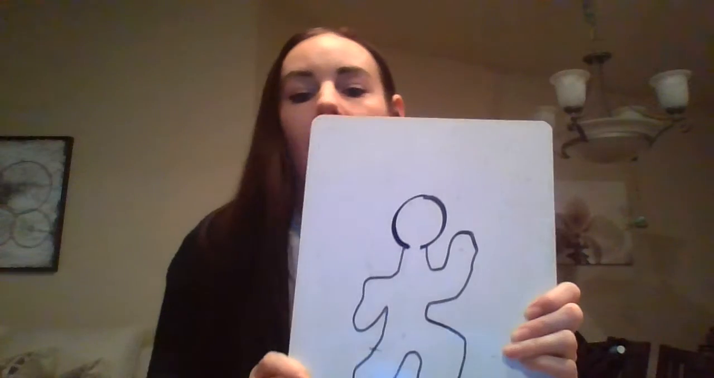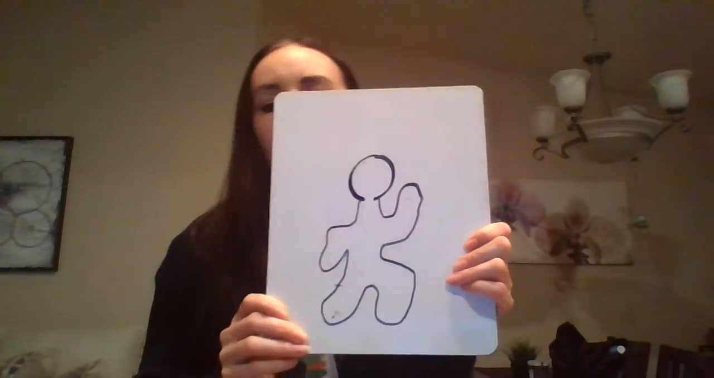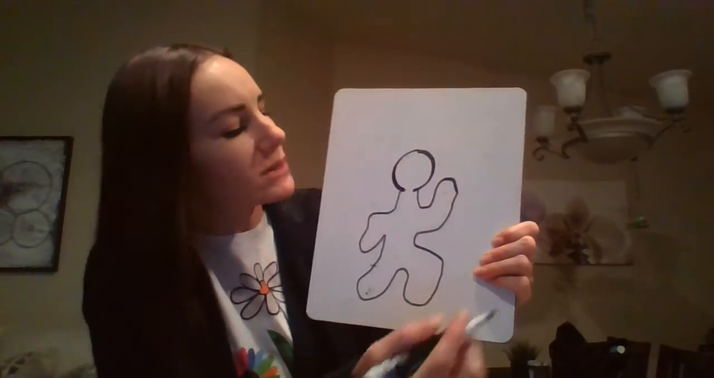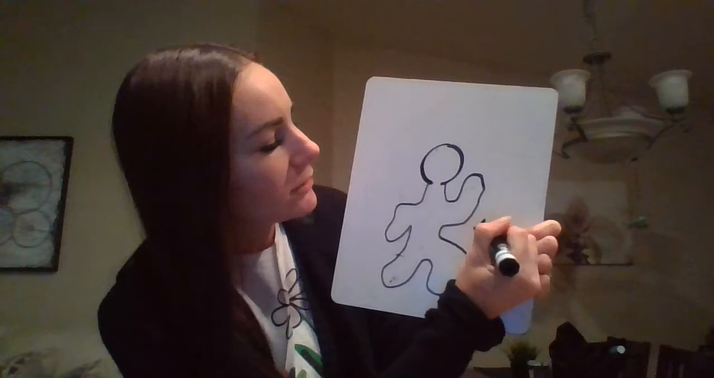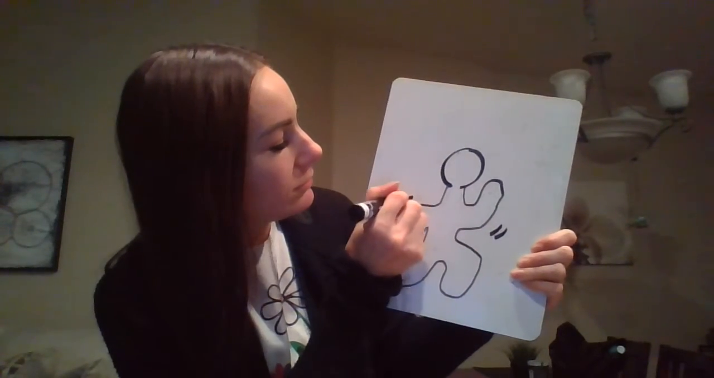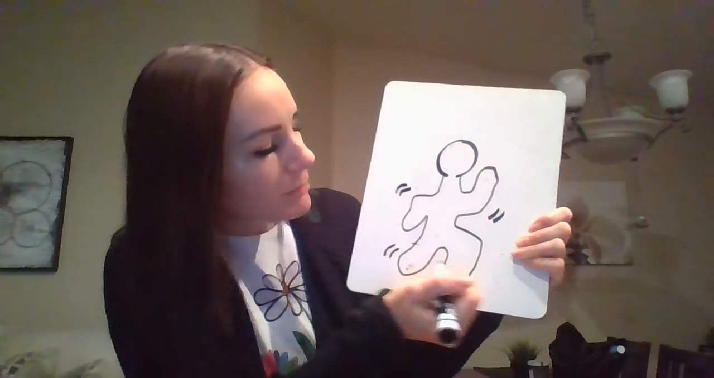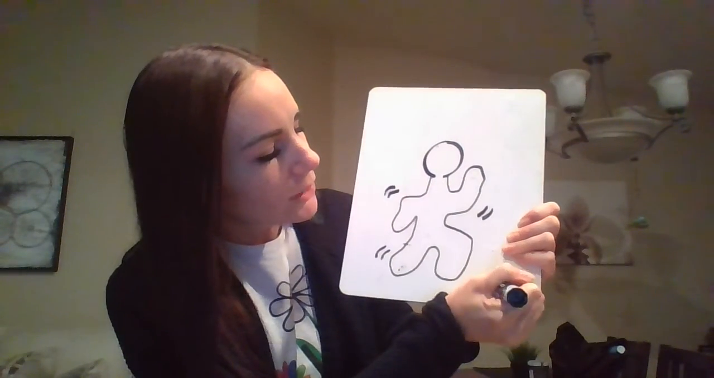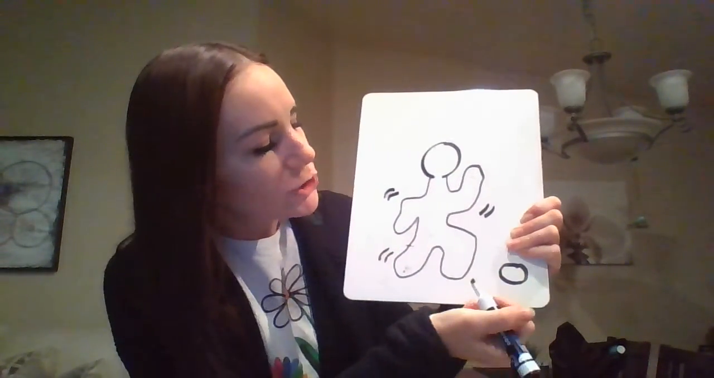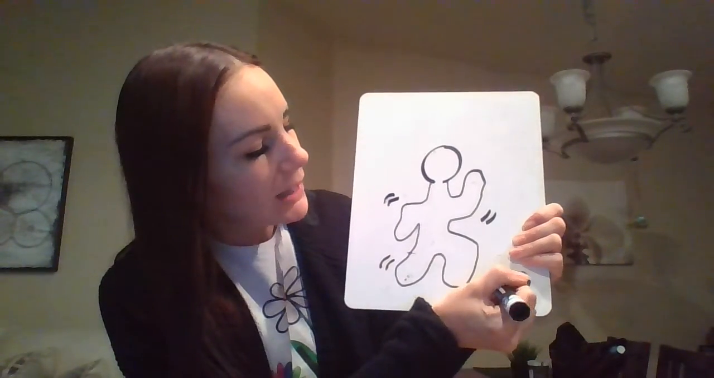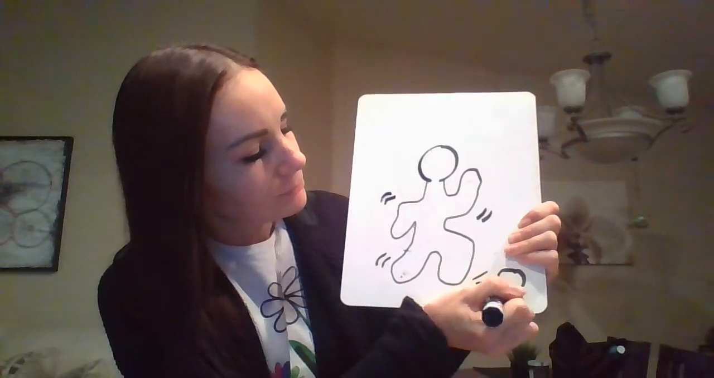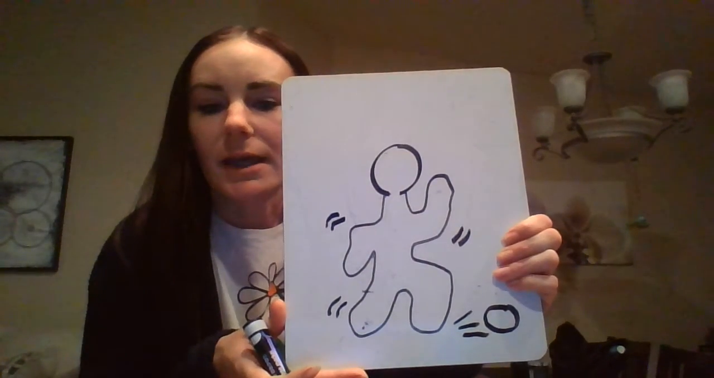And here I have my character, but there's no movement. So I have to show that he's kicking a ball or he's moving, he's doing some kind of movement. So I'm going to add small lines around his arms, around his legs. Maybe he's kicking a ball. So here I have the ball, but I want to show the kick. So here I'm going to add those movement lines. Just a couple lines. So now my figure looks like he's kicking a ball.